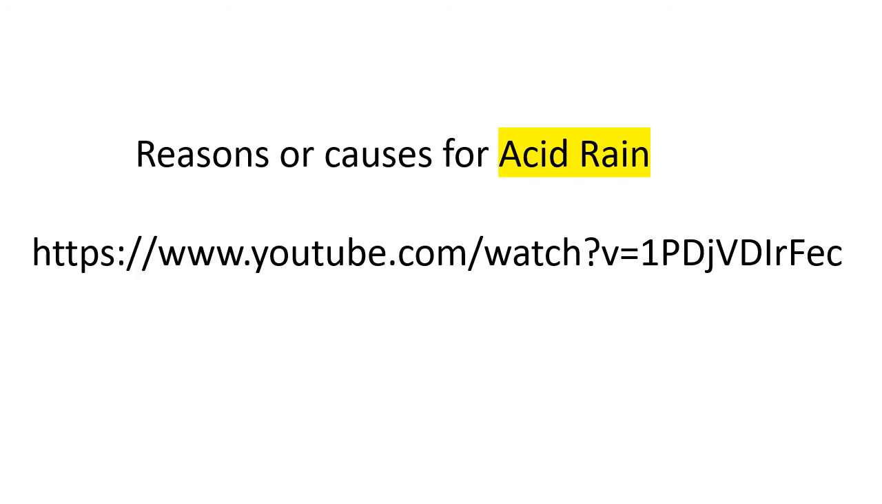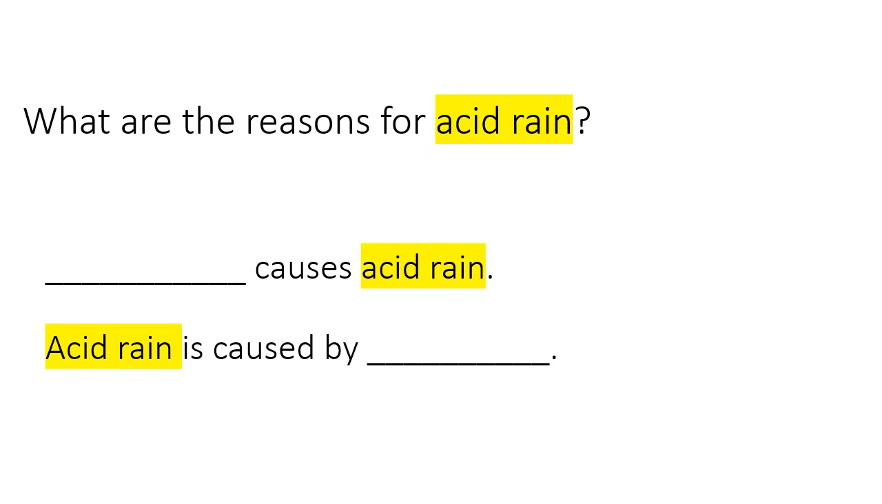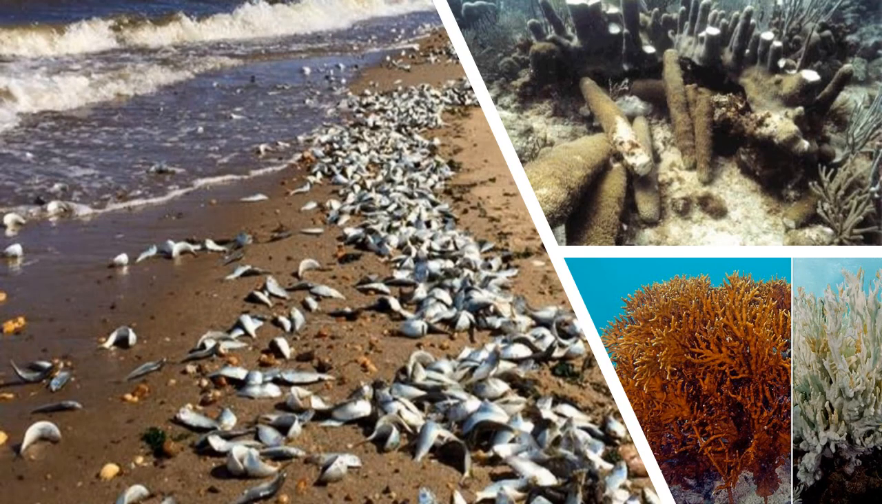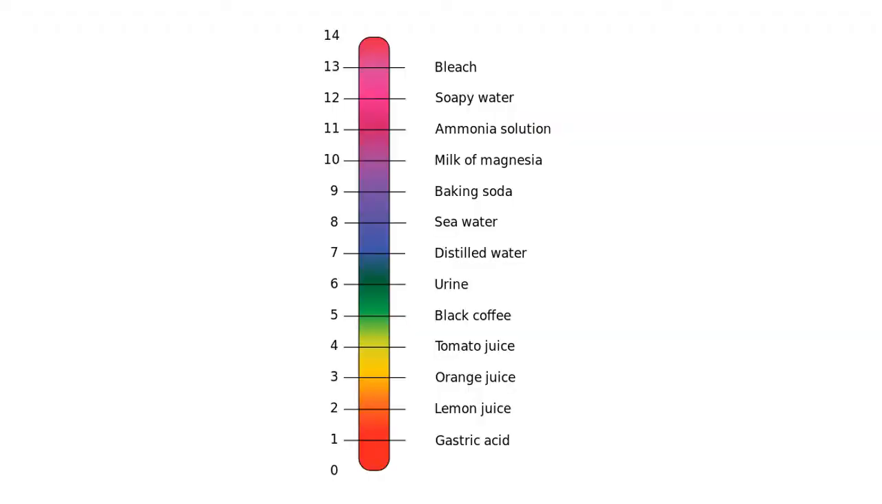What are the reasons or causes for acid rain? Here's another YouTube video that explains that. And then when you study, you can ask yourself, what are the reasons for acid rain? And then you can say the reasons out loud. Blank causes acid rain, and acid rain is caused by, that's a passive voice sentence. So this is just a scale showing you substances that have a lot of acid. So the higher number is more acid, the lower number is less acid.